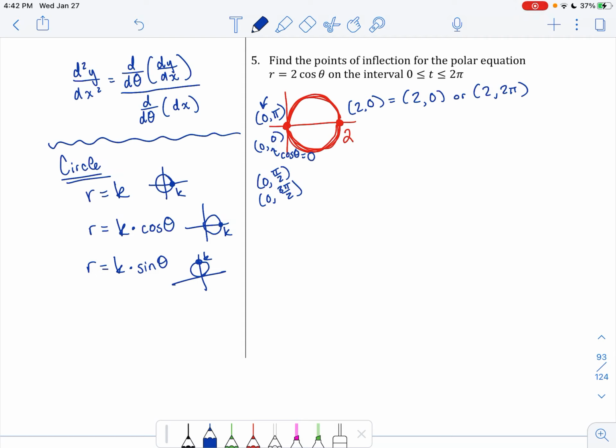So right now I've got all 5 inflection points that I want to test at this point, so I could jump straight to the number line and test my thetas at 0, pi over 2, pi, 3 pi over 2, and 2 pi. So I could jump straight to testing for points of inflection.